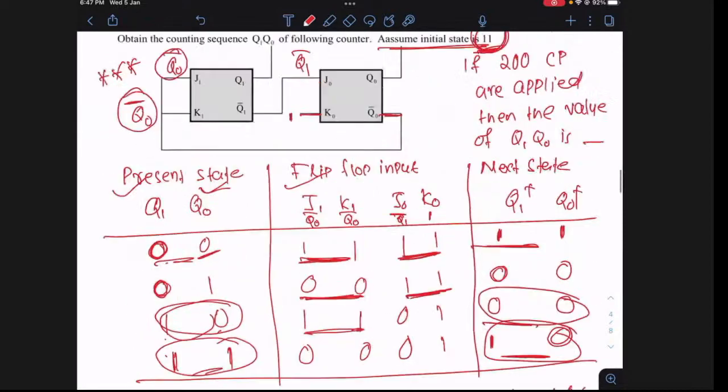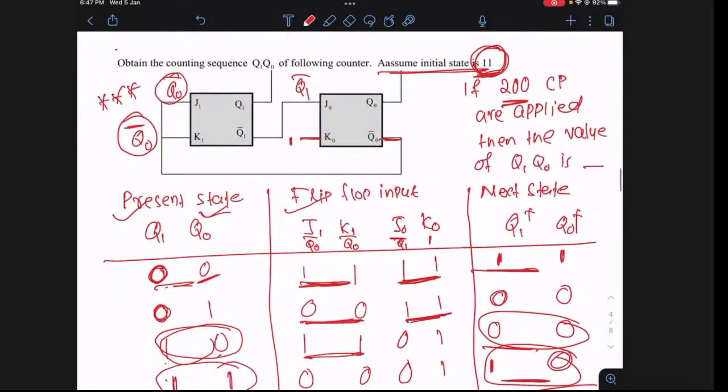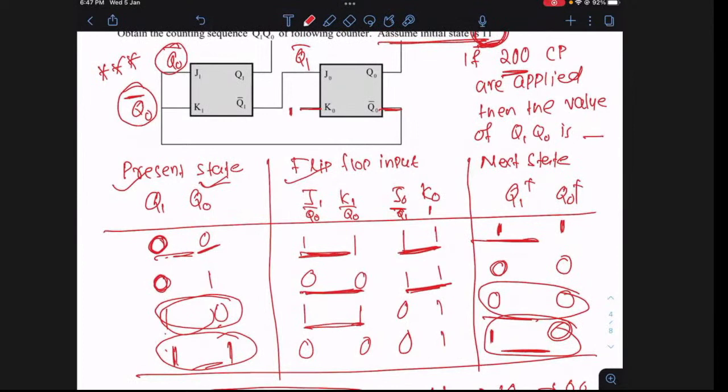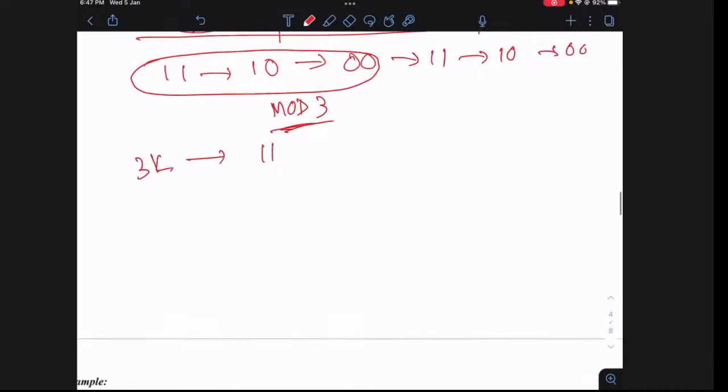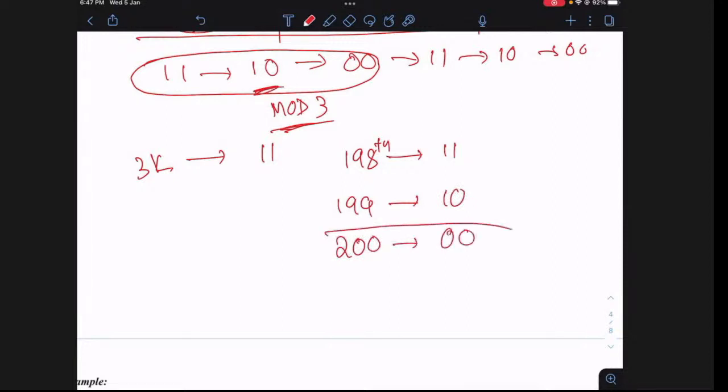So what is the number nearest to 200? 198. 198 is an integer multiple of 3, so at the 198th clock the state is 1, 1. At 199, after 1, 1 we get 1, 0. And at 200, the next state from 1, 0 is 0, 0. So on the 200th clock, the state is 0, 0. How is somebody saying 0, 1? It is not 0, 1. It is 0, 0 only.